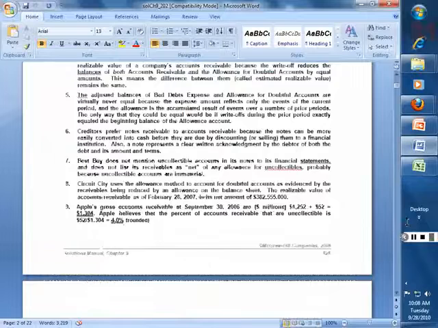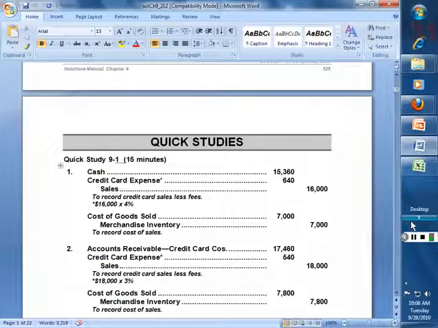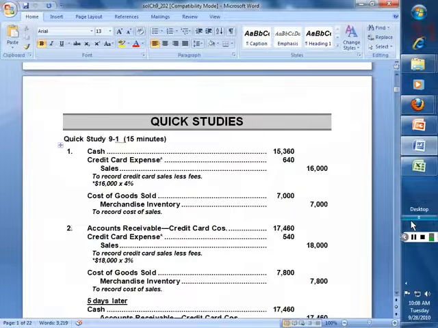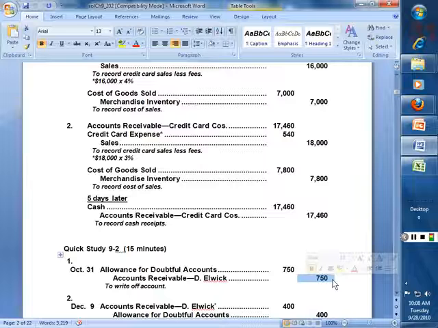So let's see a peek at the solution. Here it is. There it is. Down at the bottom, we see the allowance got the debit, making it smaller because it's normally a credit balance. The specific receivable got the credit of $750 here, removing that value.